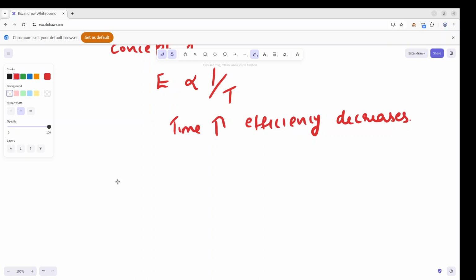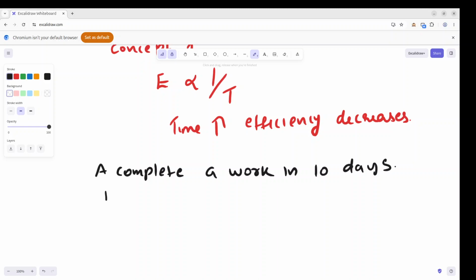For example, A completes a work in 10 days. Similarly, B completes the work in 20 days. So, what we have: A completes a work in 10 days and B completes the work in 20 days. By this efficiency-time formula, we can find the ratio of efficiency.